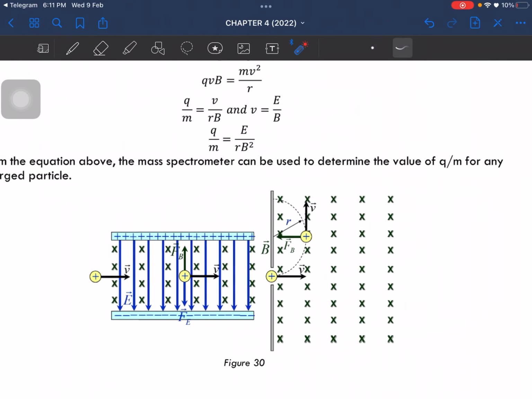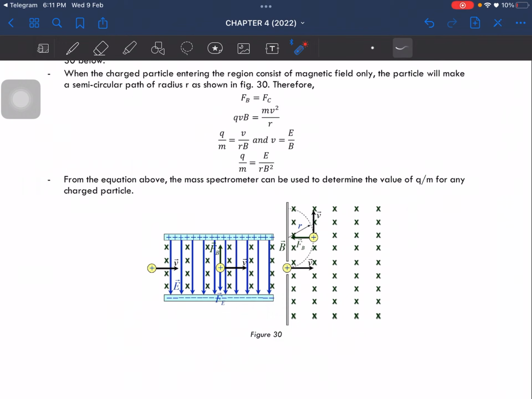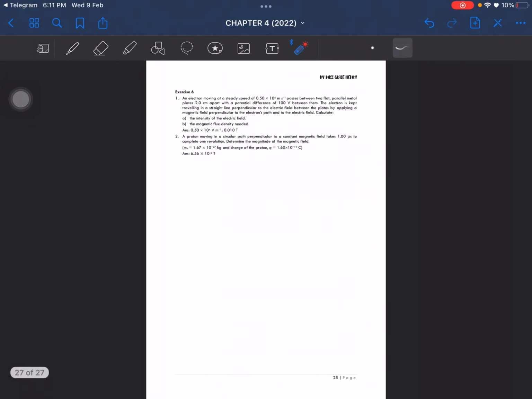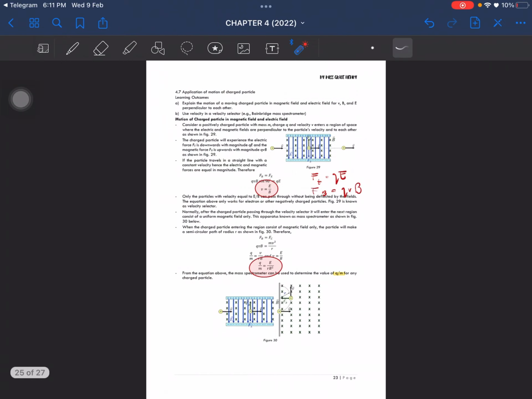Okay, so again, the magnetic force here would be equal to the centripetal force. From there we can then get this equation here. So this equation can be used to determine the value of q over m for any charged particle. Okay, so this one can be used for any charged particle. Alright, so that is the end of our chapter number 4.